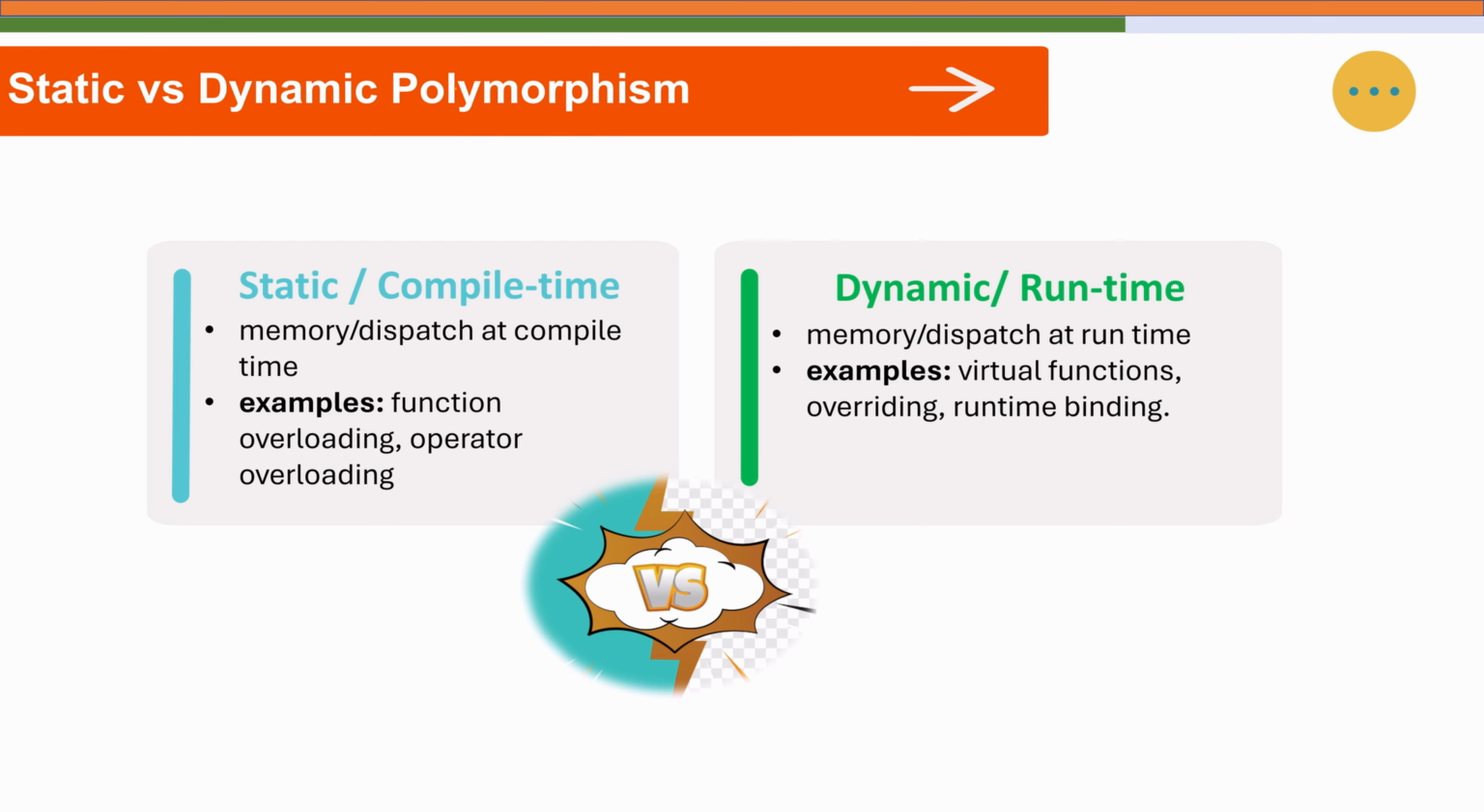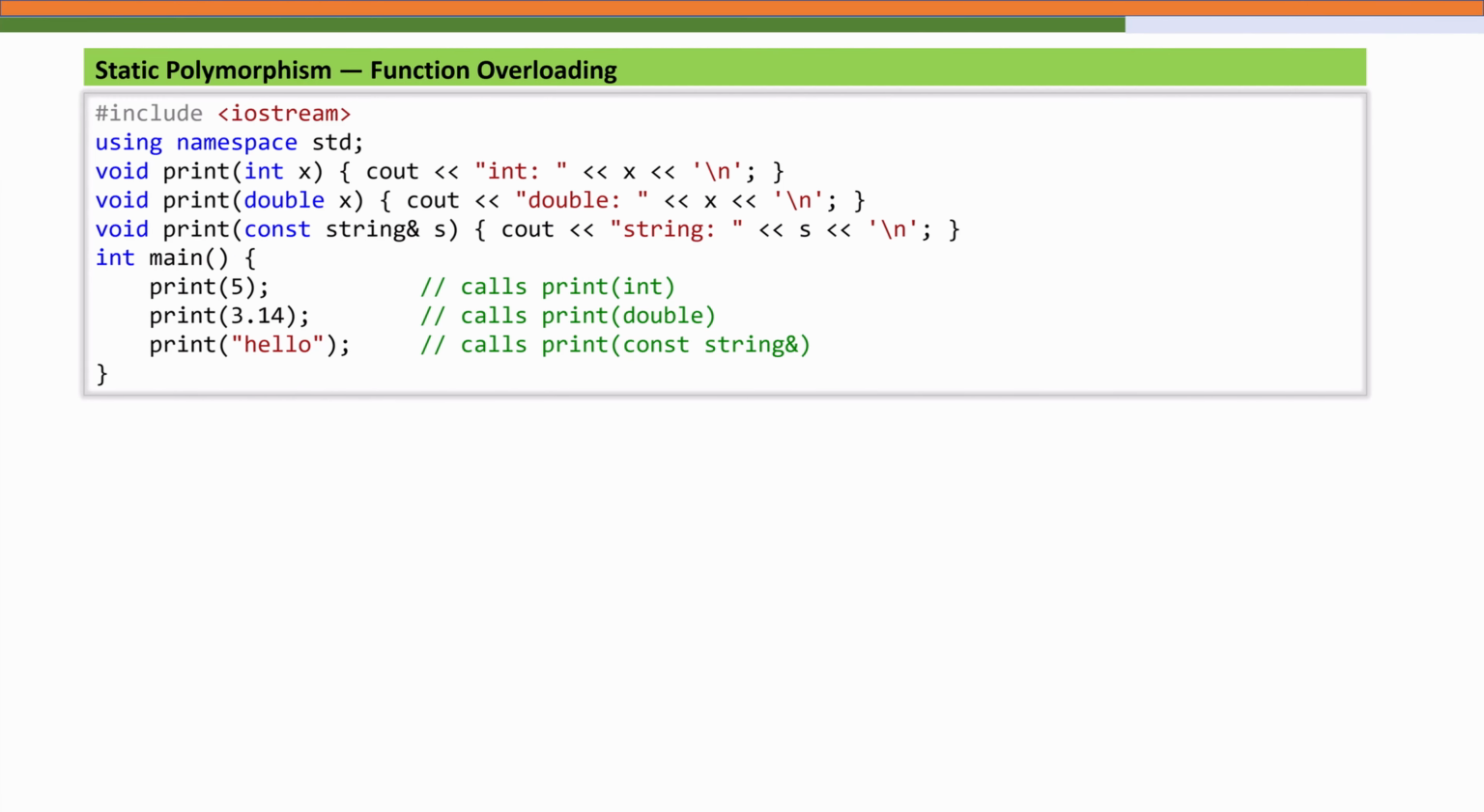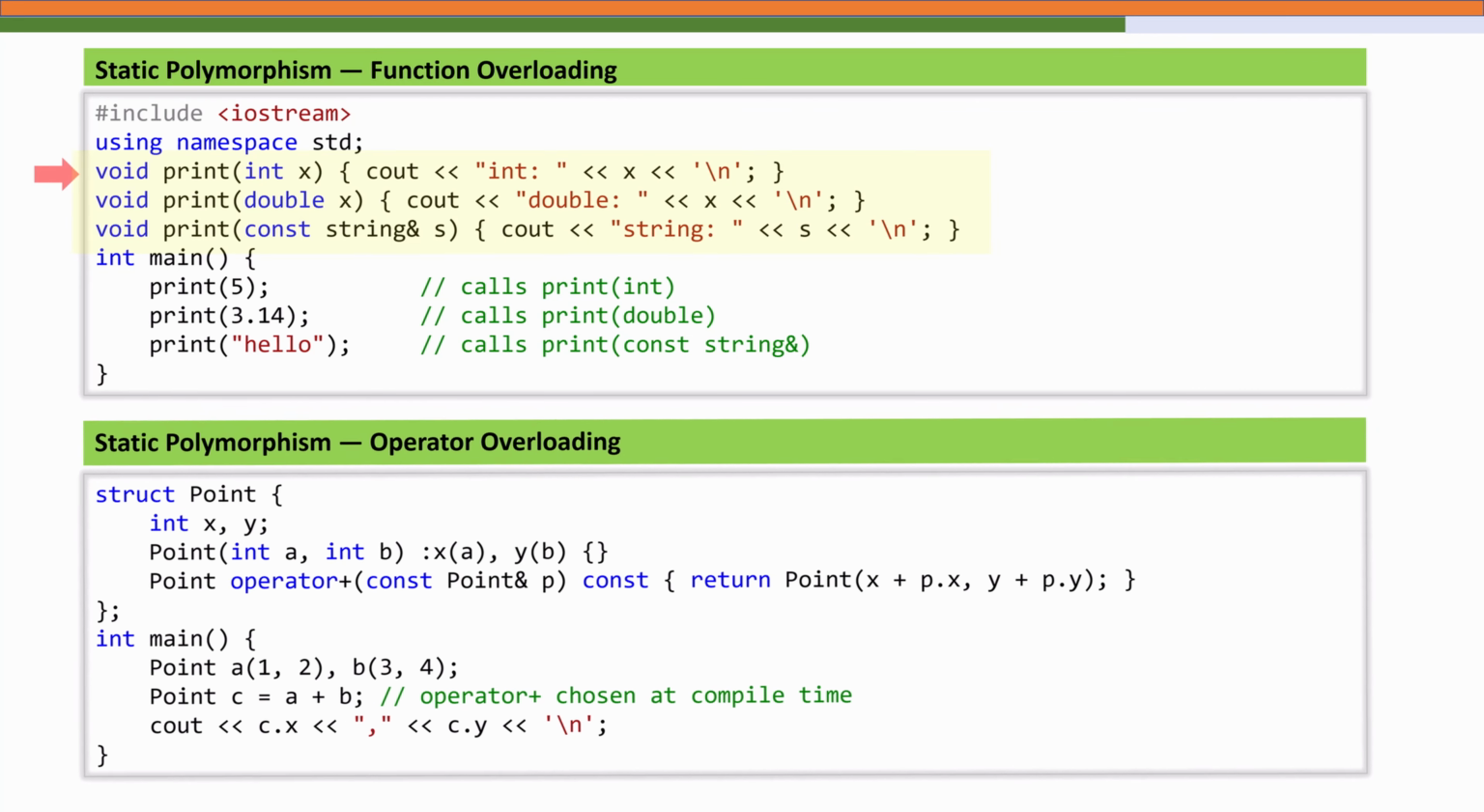So this is exactly the motivation for dynamic polymorphism. It is a mechanism that lets us write a single interface that can call the appropriate derived behavior at runtime. In other words, dynamic polymorphism gives us runtime flexibility. It allows a pointer or a reference to a base class to automatically call the correct derived function, even when the program doesn't know the actual type until execution time. So let's look at an example of each. Number one is function overloading.